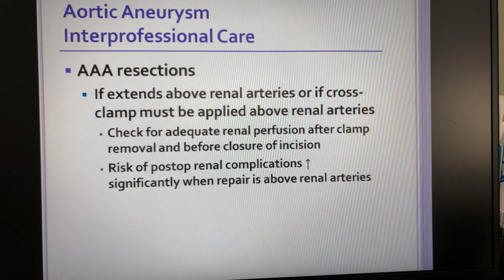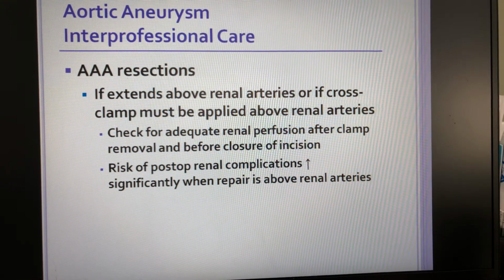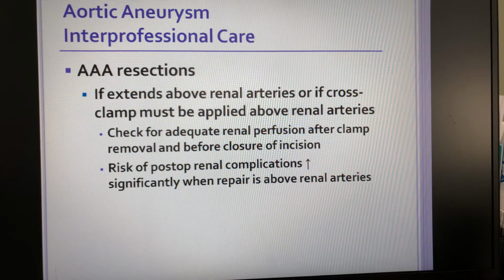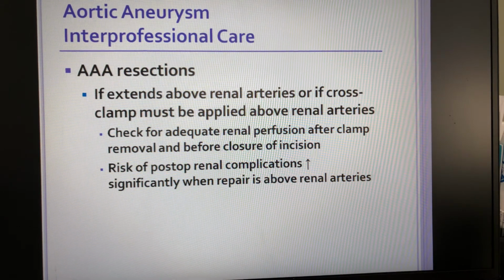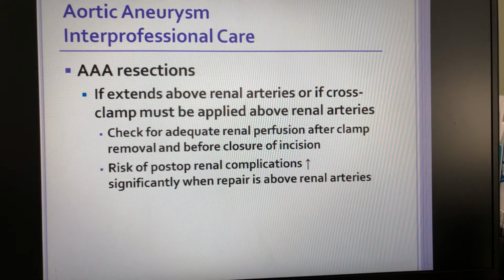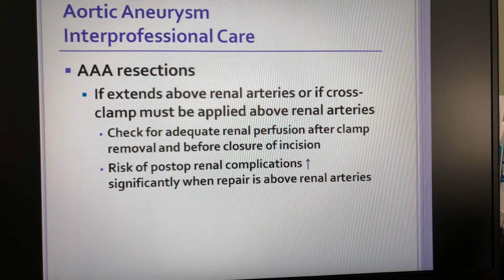And the risk of post-operative renal complications, such as acute renal injury, increases significantly in patients who have surgical repair of the AAA above the level of the renal artery. So they have a high potential to develop renal complications post-operatively.